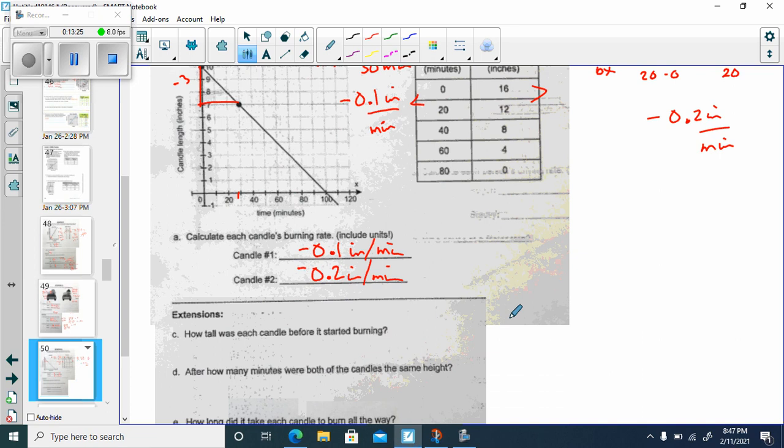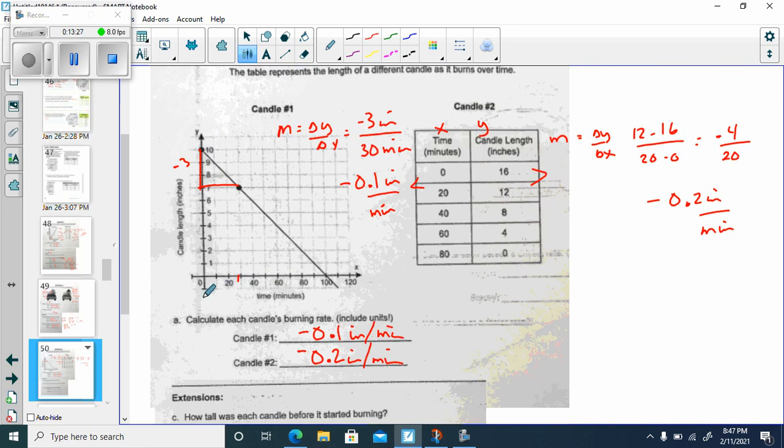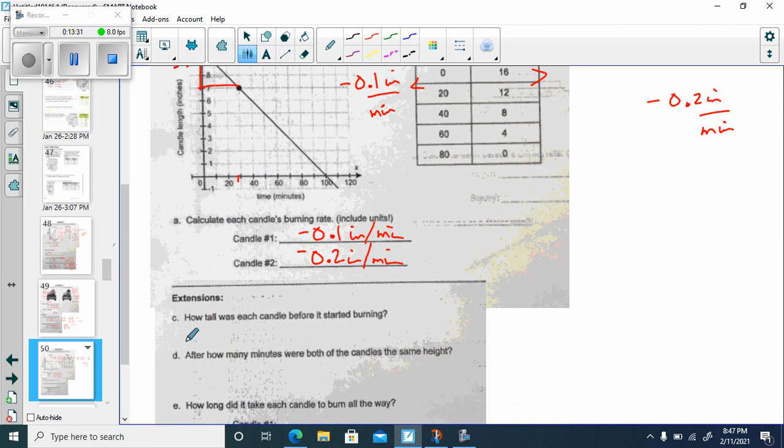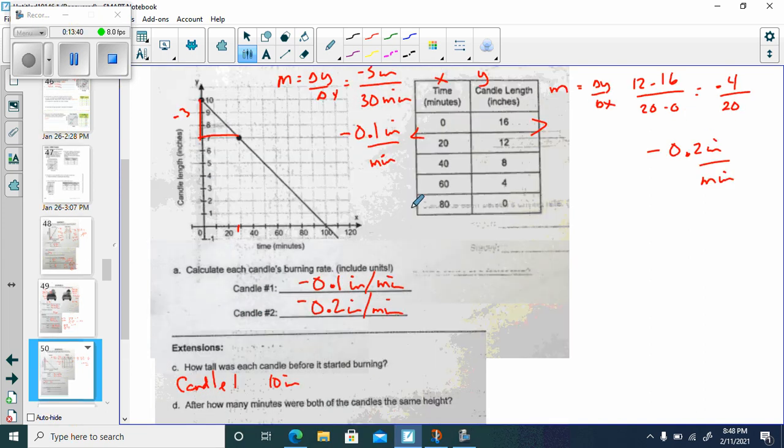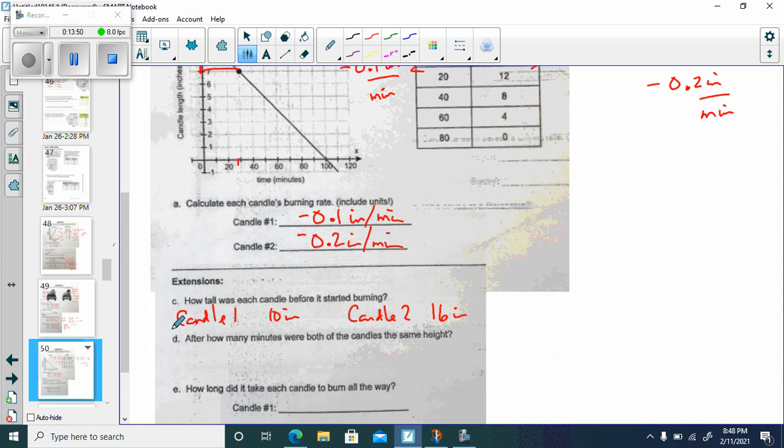How tall was each candle before it started burning? Well, at time 0, this candle was 10 inches long, right? So candle 1 is 10 inches. How about candle 2? At time 0, it was 16 inches. Candle 2 was 16 inches, okay? We're not going to worry about D.